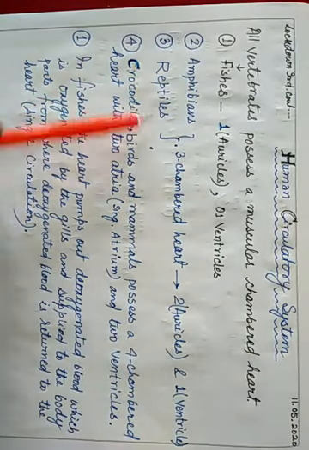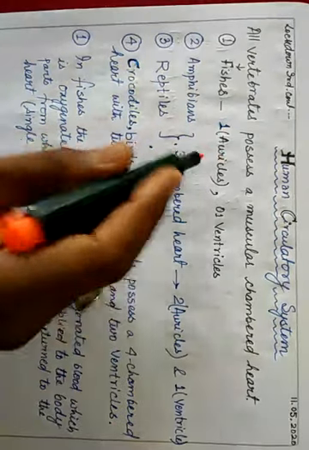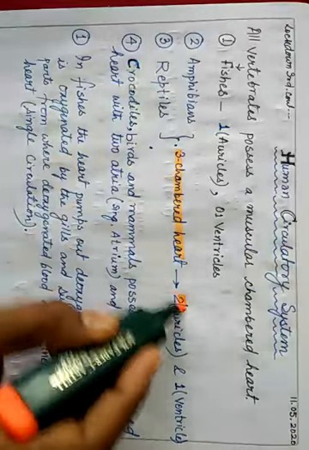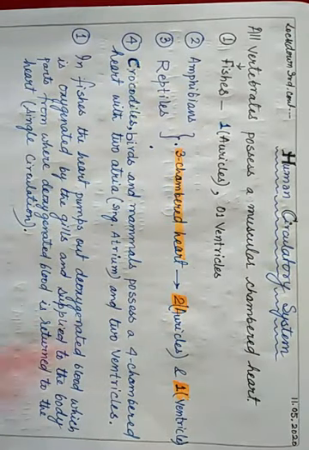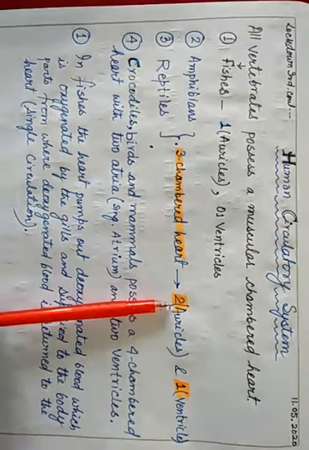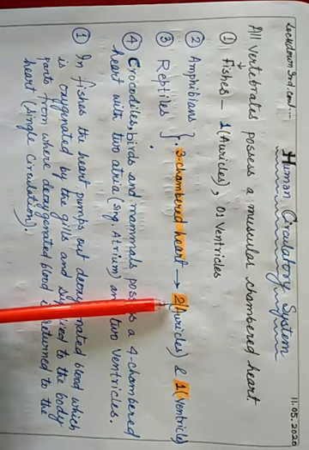Amphibians and reptiles have a three-chambered heart. Just keep in mind, they have a three-chambered heart where two auricles and one ventricle are present, and they have mixed type of circulation. What is this mixed circulation? We'll discuss it after this.